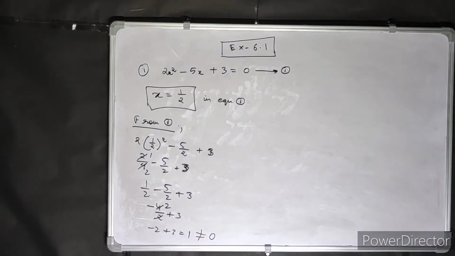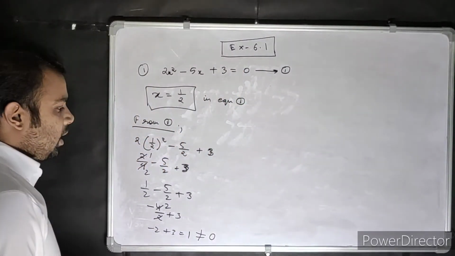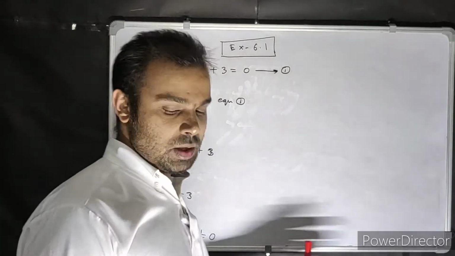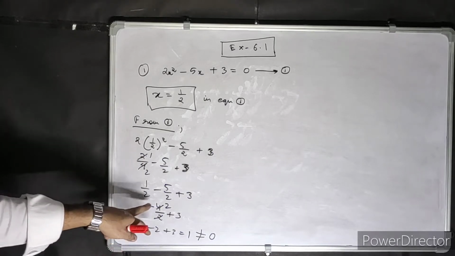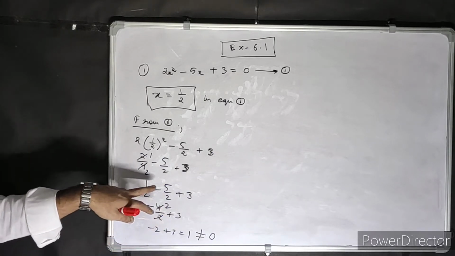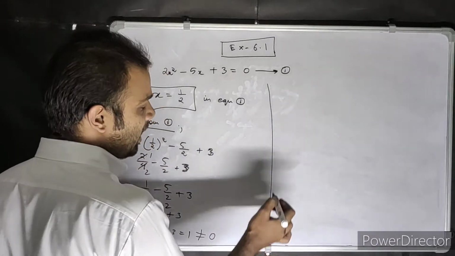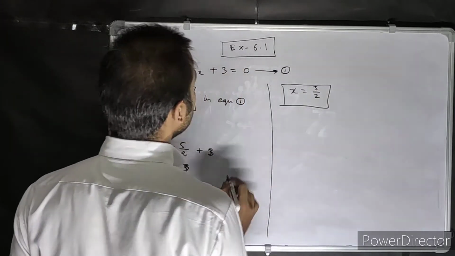Now let's go ahead and check if 3 by 2 is. Another solution is given, 3 by 2. So let's check. You can check the calculation if I am wrong somewhere, but I don't think I'm wrong anywhere. So x equal to 3 by 2. The same thing we need to do.